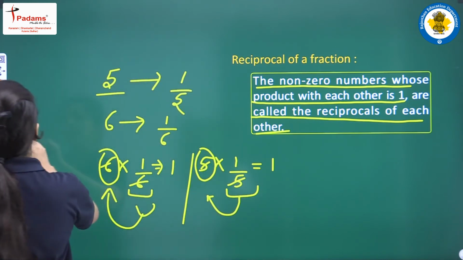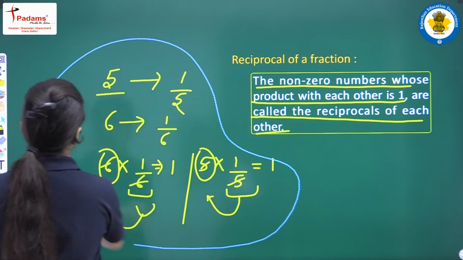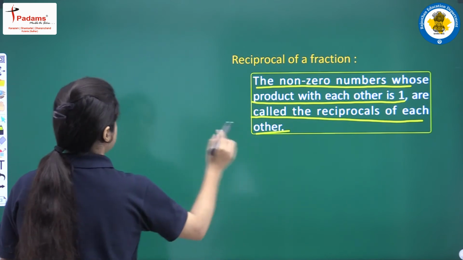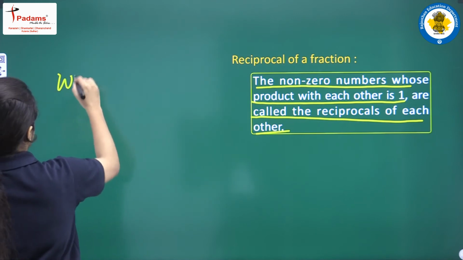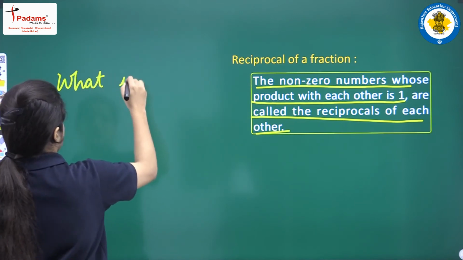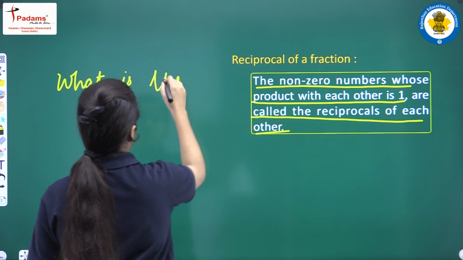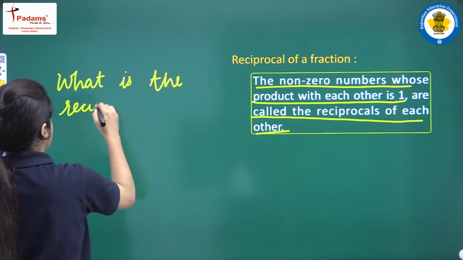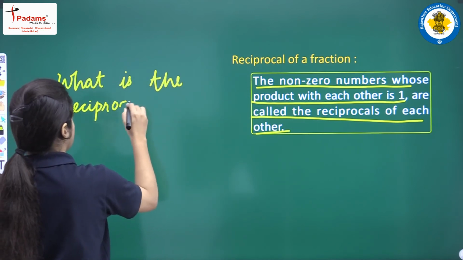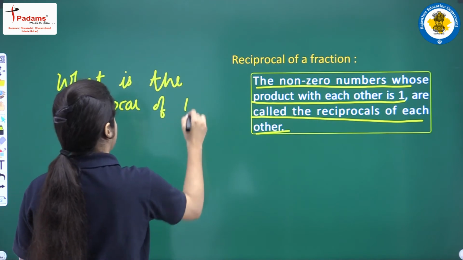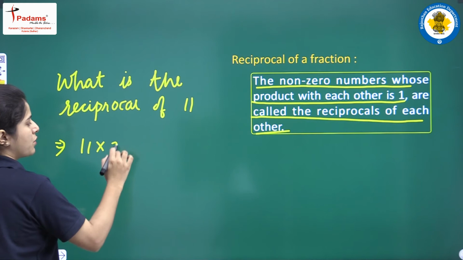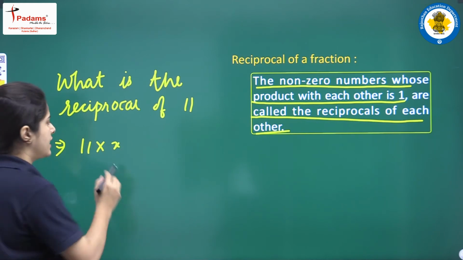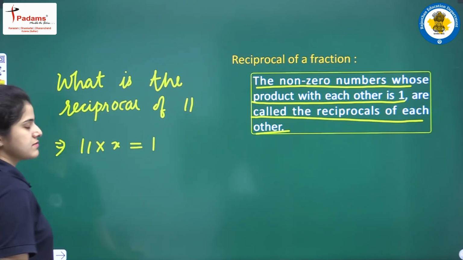In a similar way, if you have to find out the reciprocal of 11. What is the reciprocal of 11? Suppose we don't know about the reciprocal, okay, let it be x. The product of these two things should be 1, right?